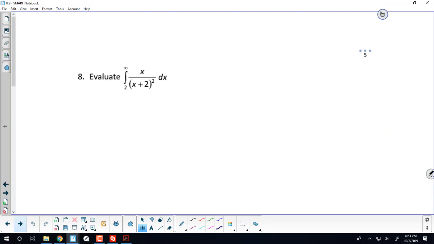All right, so another example: the improper integral from 2 to infinity of x over (x plus 2) squared. The issue with this integral is the infinity. So we want to say that's the integral from 2 to b, or t or whatever you're using, and then calculate the limit as b approaches infinity.